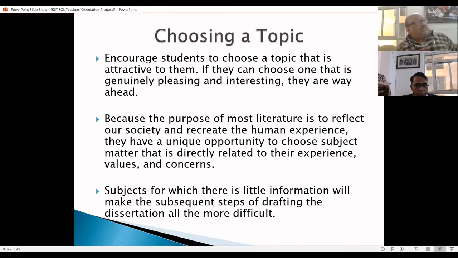So topic becomes very important. Choosing a topic becomes very important. How can we choose the topic, or how can we help our students choose the topic? The first thing in this is that we should always give a space to our students who are attracted to any topic.